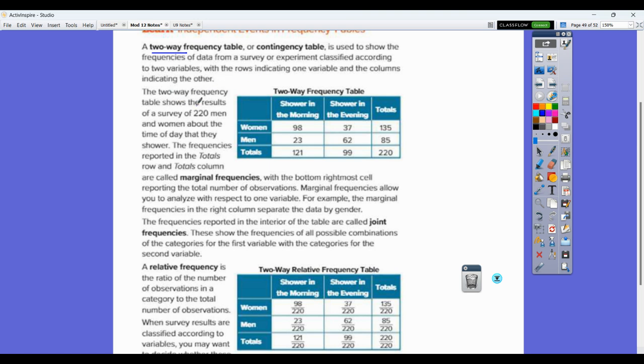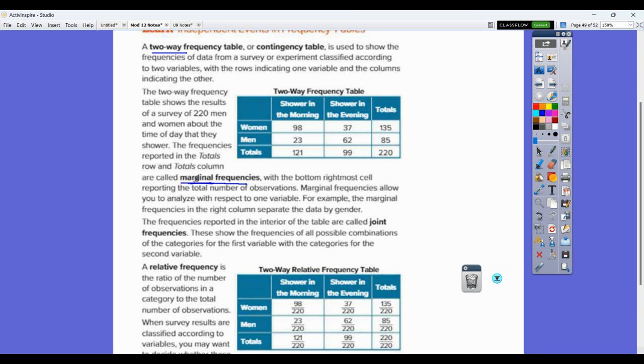The two-way frequency table shows the results of a survey of 220 men and women about the time of day that they shower. So shower in the morning versus shower in the evening, men and women. You can kind of read that. The frequencies reported in the totals row and totals column are called marginal frequencies.